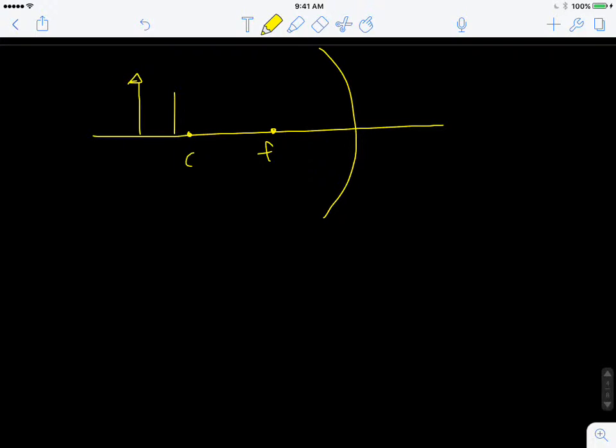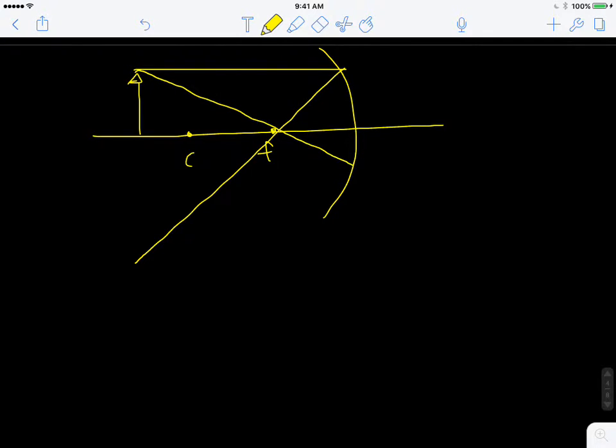So we have 2 principal rays. We have the principal ray that is going parallel to the principal axis, starting at the top of the arrow, hitting the mirror, and then reflecting through the focal point. And then we have the other one that goes from the top of the arrow through the focal point, hitting the mirror, and then bouncing back parallel to the principal axis. And that would be the location of the tip of my object.